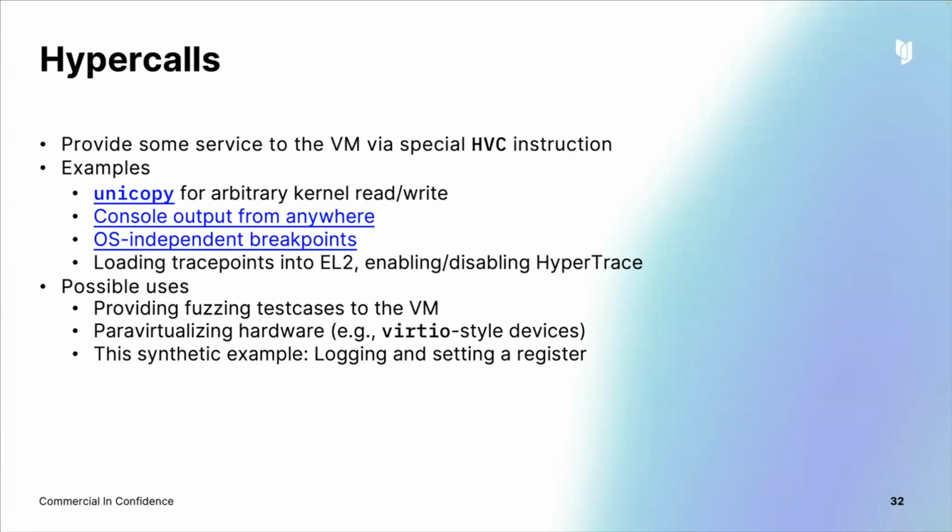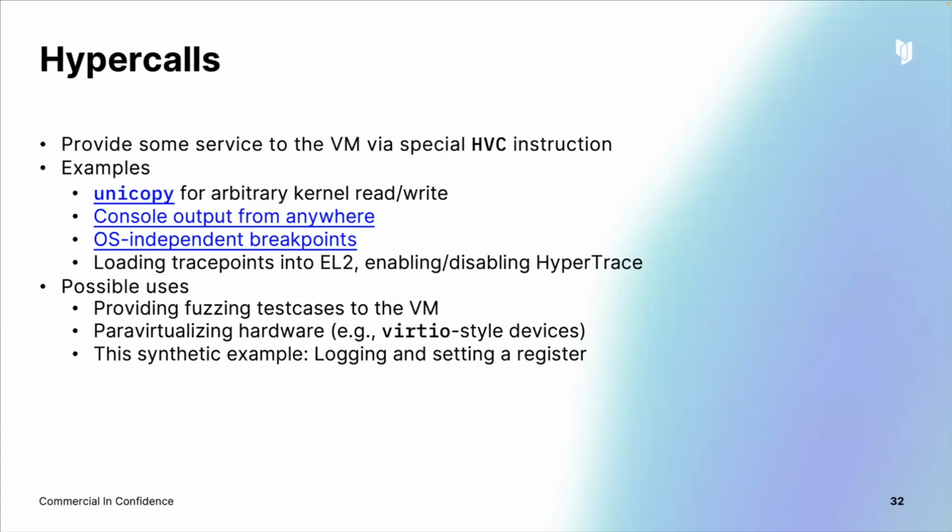So now we will add a hypercall to the extension. Hypercalls provide services to the VM via the HVC instruction. This is somewhat like a system call, except instead of being handled by the kernel, it is handled by the hypervisor. Corellium uses these internally for a number of features, including the arbitrary kernel read-write feature, unicopy. A custom hypercall could, for example, be used for a fuzzer to ask the hypervisor for the next test case, or to paravirtualize hardware like an Ethernet interface, or any number of other uses.